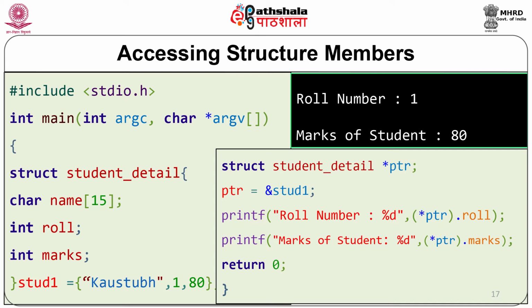Printf roll number colon %d comma star ptr dot roll number. The next line, printf marks of student comma star pointer dot marks, and return 0. It means we want to print the information of the student like roll number and marks using structure and pointer. You can see on the output window the roll number shown is 1 and marks of the student 80.